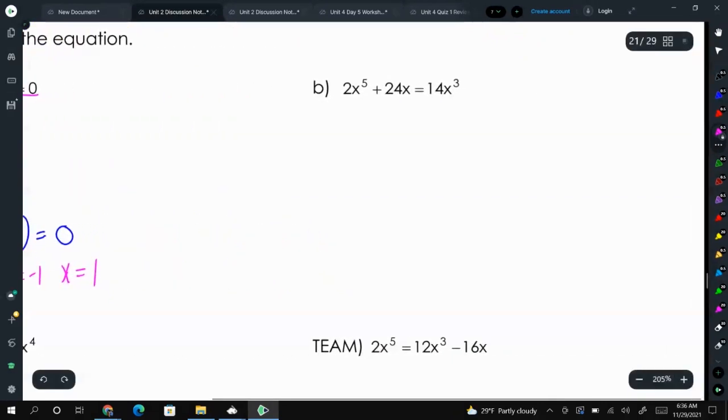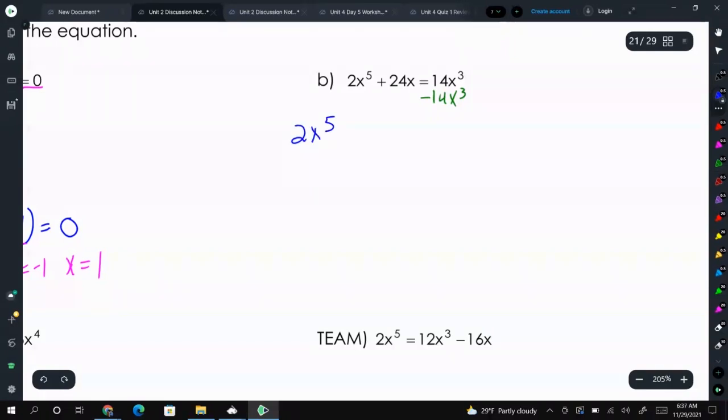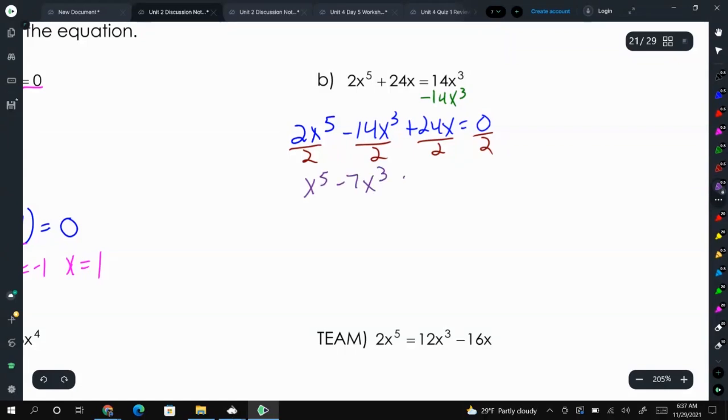Now let's look at this one. This one does not equal 0. So we need to subtract 14x to the third from both sides. And that's going to get us 2x to the fifth, actually, let's write this in standard form, minus 14x to the third plus 24x equals 0. I'm going to divide everything by 2. That's going to get me x to the fifth minus 7x to the third plus 12x equals 0.